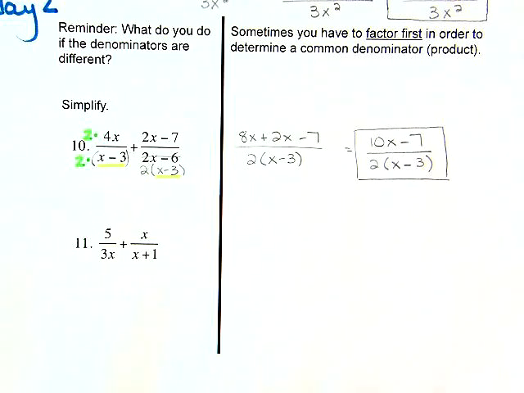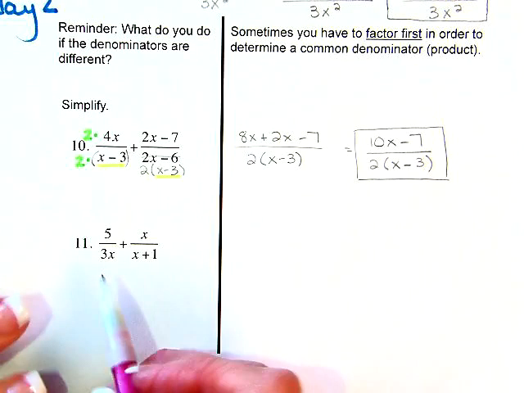Okay? All right, look at number 11. Here we have 5 over 3 times x plus x over x plus 1. Clearly these are not the same denominator. So what we need to do is get that common denominator. But in order to get a common denominator, you have to have a product, and you can only multiply in order to get it into a common denominator.